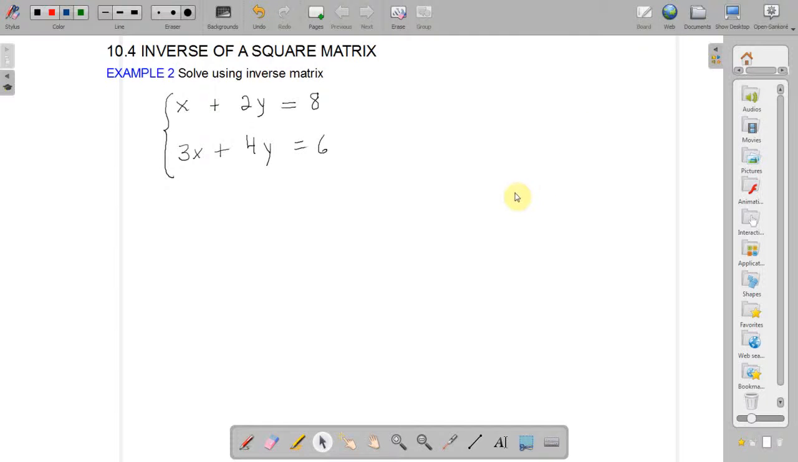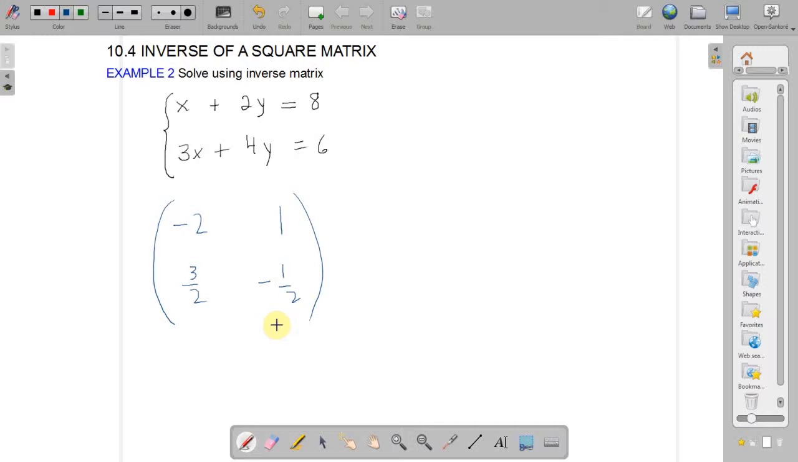Alright, so we're going to show you how to solve a system of equations using an inverse matrix. There's a couple steps that you have to do. First of all, you need to get the inverse matrix of this coefficient matrix. The coefficient matrix is 1, 2, 3, 4, and the inverse matrix happens to be -2, 1, 3/2, and -1/2.